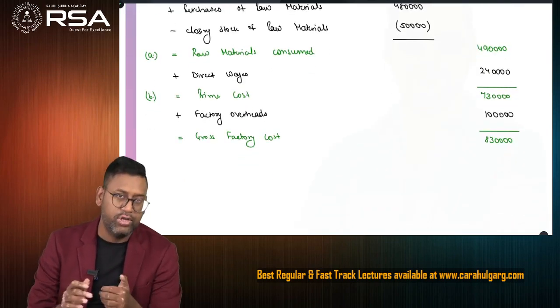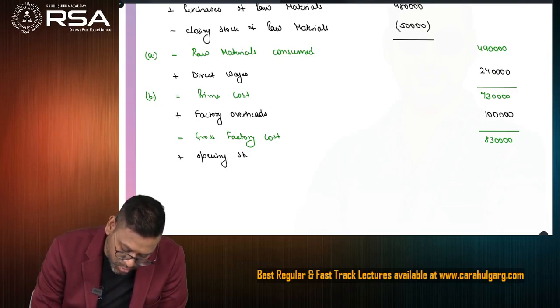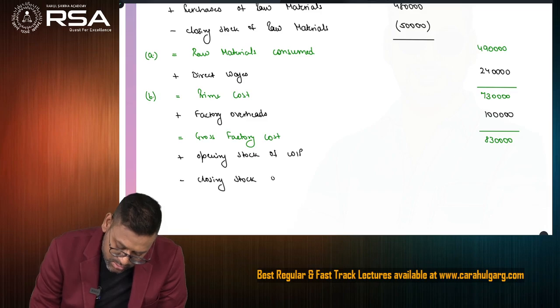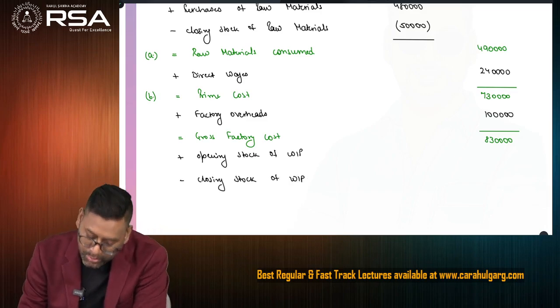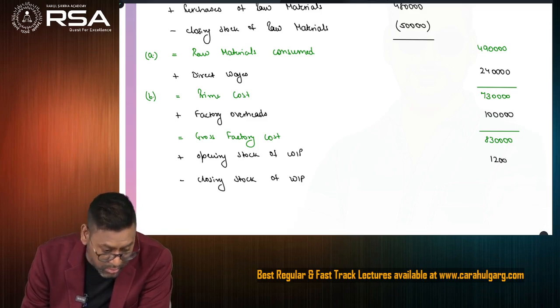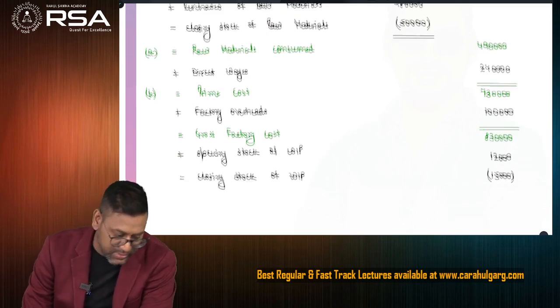After this, we have to consider the opening and closing stock of WIP. So, plus opening stock of work in progress and minus closing stock of work in progress. The opening stock of WIP is 12,000 and the closing stock being 15,000. So you get this as the net factory cost.